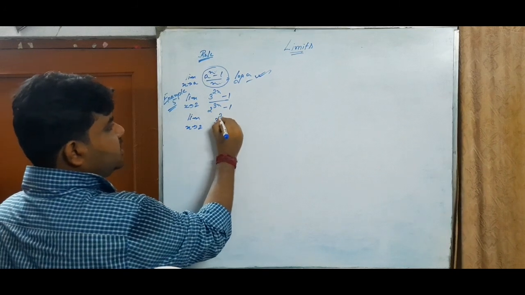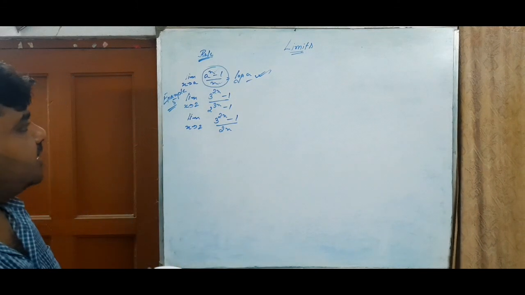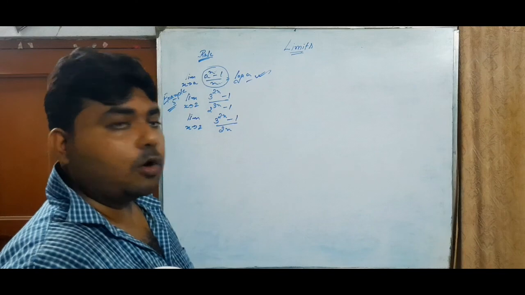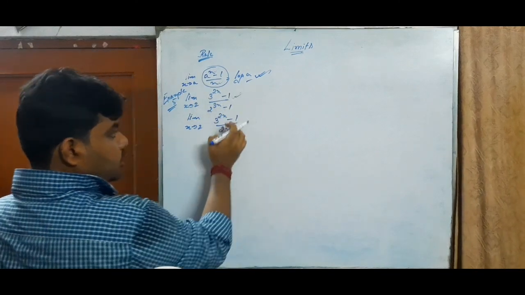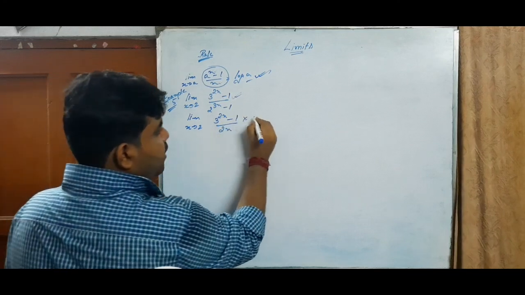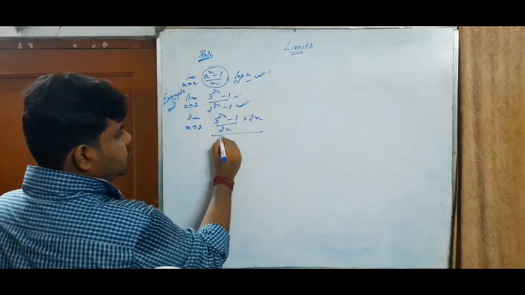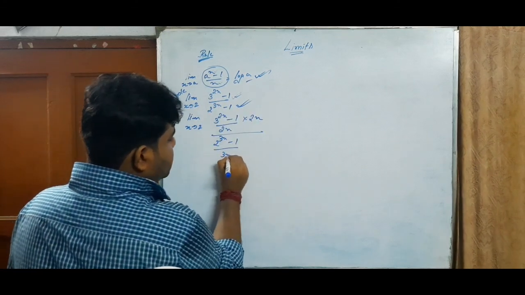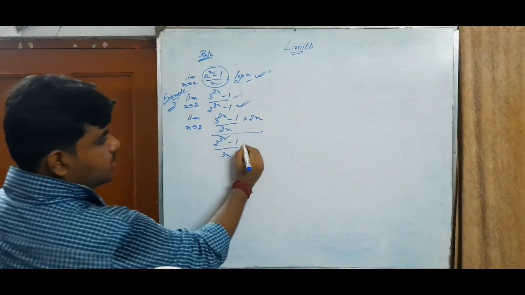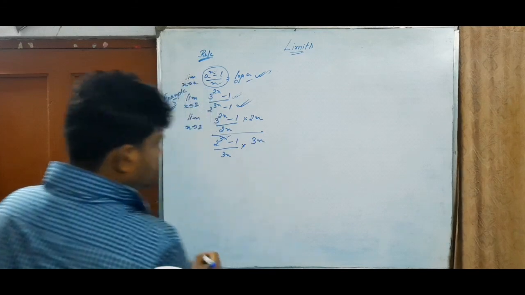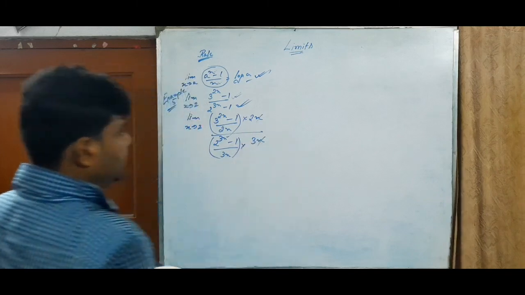We can write 3 to the power 2x minus 1 by 2x. So we are dividing the numerator with 2x, so we will also have to multiply it with 2x. Now in the denominator, 2 to the power 3x minus 1 by 3x. To make the power equal to the denominator, we are also multiplying 3x. Now x and x will get cancelled.